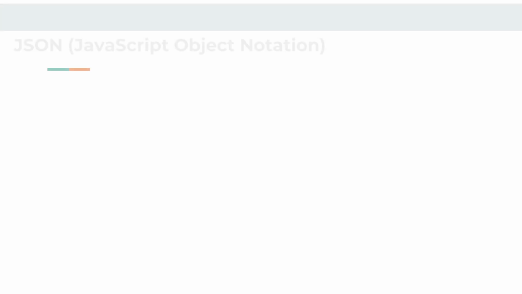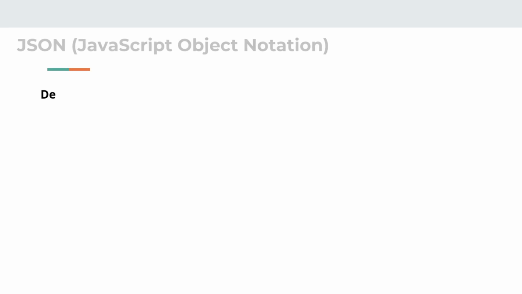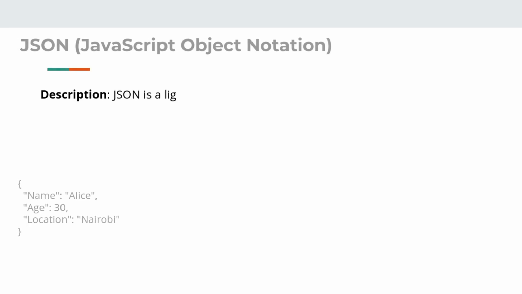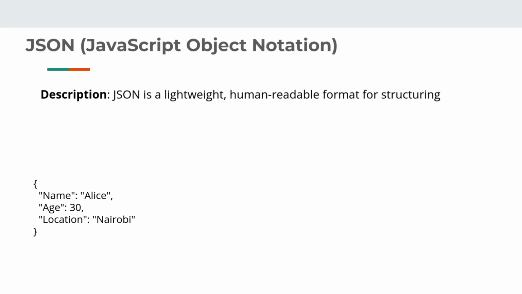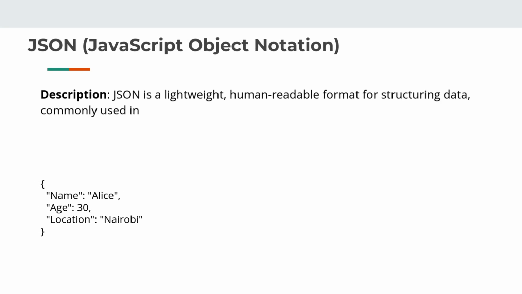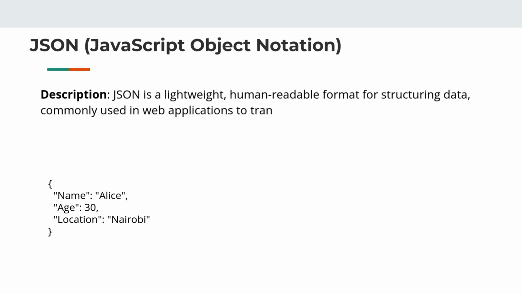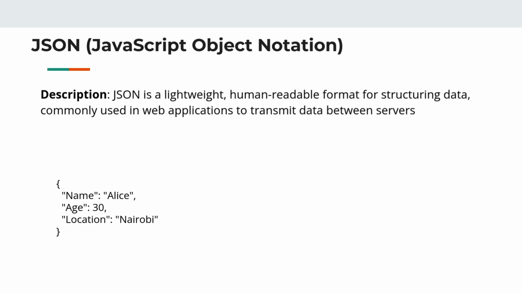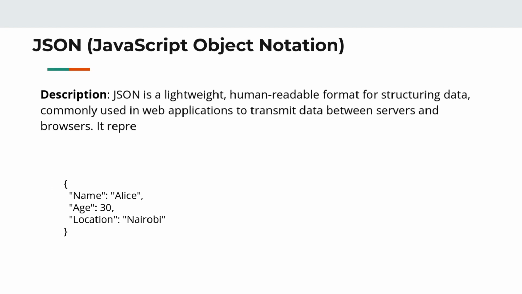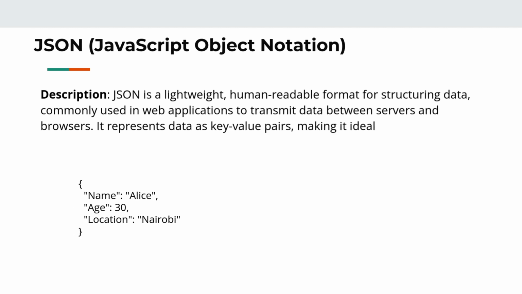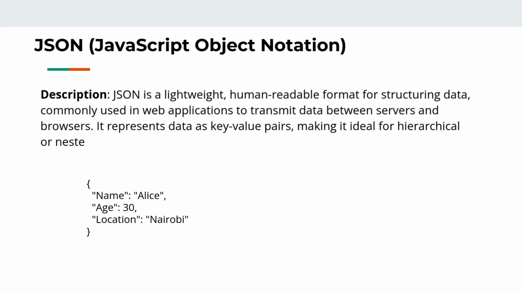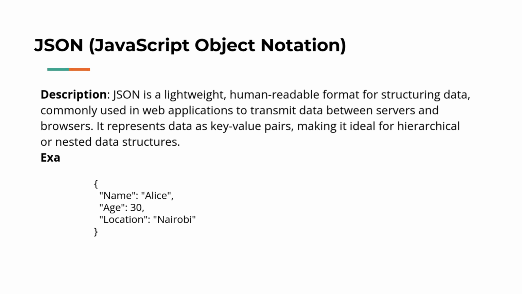Next, we look at JSON, also known as JavaScript Object Notation. JSON is a lightweight, human-readable format for structuring data, and it's commonly used in web applications to transmit data between servers and browsers. Normally, it would represent data as key value pairs, making it ideal for hierarchical or nested data structures. And here is an example.